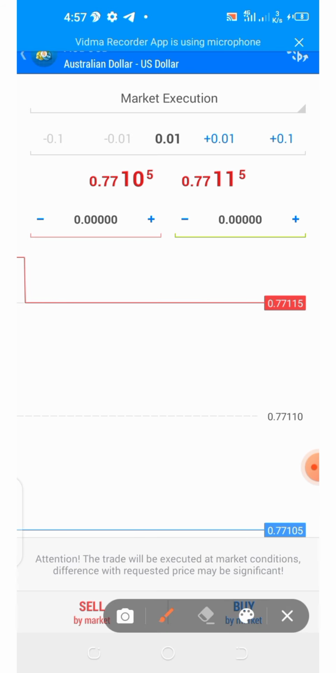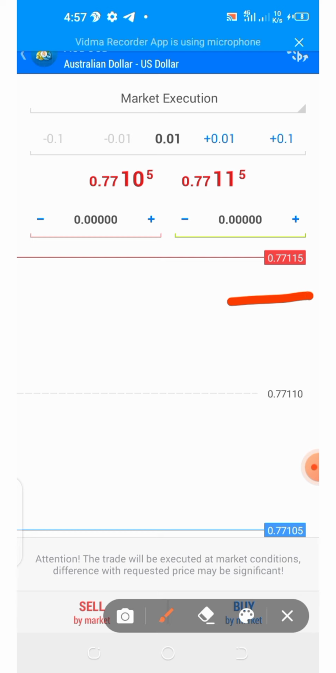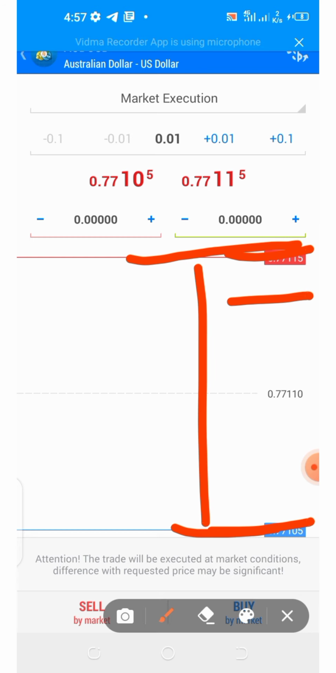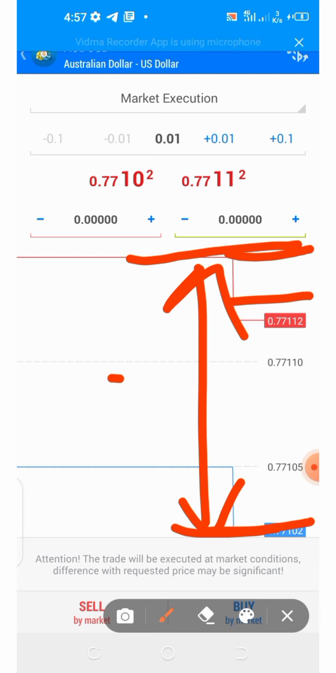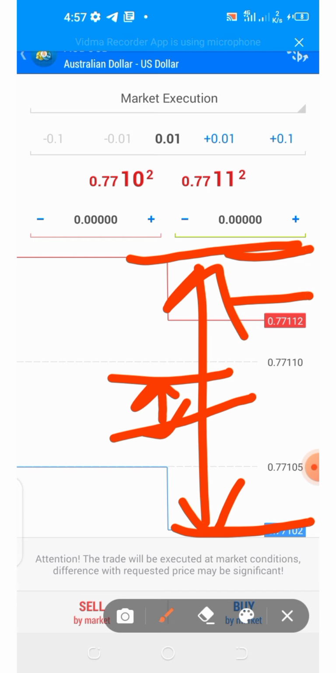Now you also look at this thing. This is actually the spread. The distance, look at it, keeps changing. The distance between these two, you see this line here. So when it's too wide like this, that means the spread is high. When it becomes thinner, then maybe the spread is low. So you can also check that there.